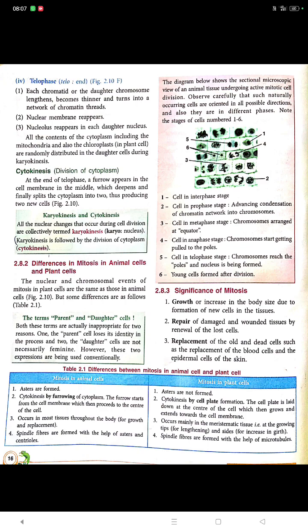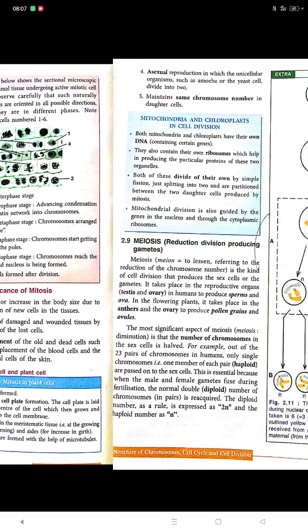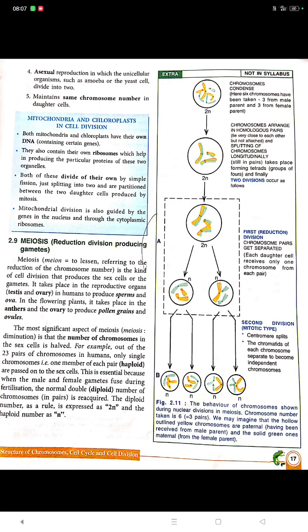Then next, meiosis. Meiosis is the kind of cell division that produces the sex cells or gametes. It takes place in reproductive organs. What are the reproductive organs in humans? In males, testes, and in females, ovary.